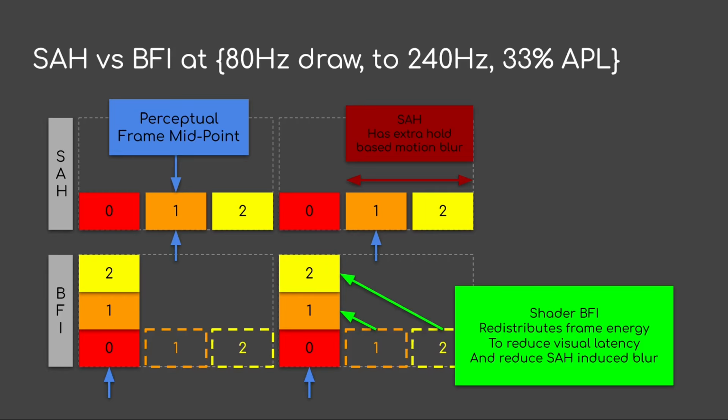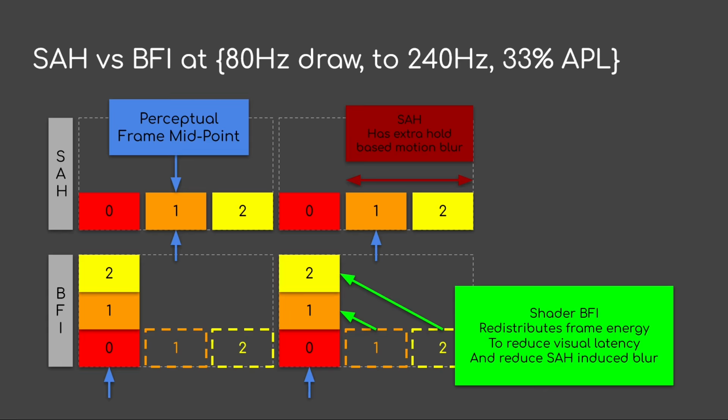Alright, so let's do a comparison. This is a very simple comparison between 2 sequences. One is going to be doing scan and hold, and one is going to be doing shader BFI with energy redistribution. Let's say we're rendering at 80 Hertz, and we have an output monitor that is 240 Hertz, and therefore we're basically tripling up the frames. And let's say that our image is under 33% average picture level.